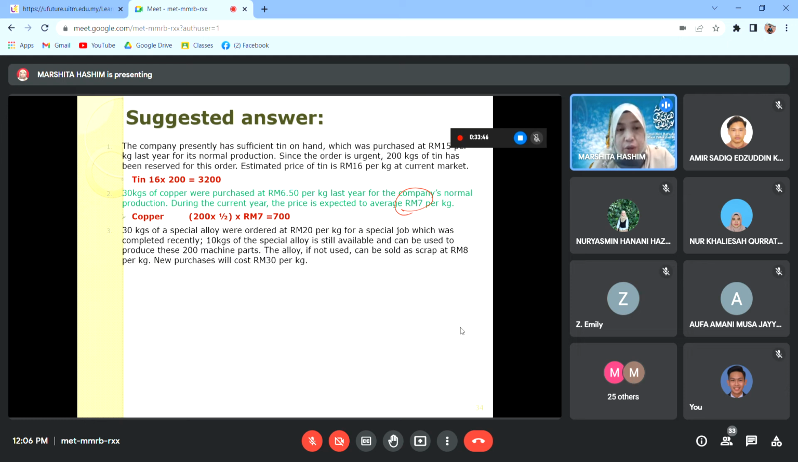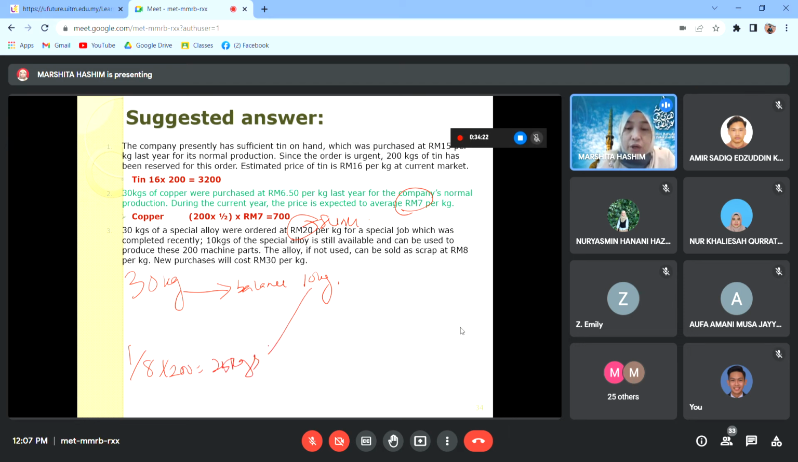Number 3, 30 kilograms of special alloy were ordered at 20 ringgit per kilo for a special job, which was completed recently. Okay, so you bought 30 kilograms at 20 ringgit. So 20 ringgit is sunk cost because you bought it last year. Then you still have a balance of 10 kilograms. 10 kilograms of special alloy is still available and can be used to produce these 200 machine parts. Total requirement is 1/8 multiplied by 200, which means 25 kilograms.